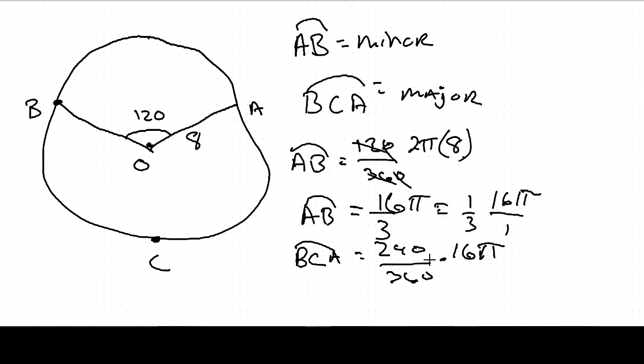All right, so simplify that. Zeros cancel. What's the biggest number that goes into 24 and 36? 12. Okay, so 2/3, right? Top numbers multiply top numbers, right? So what is that going to be equal to? 32 pi over 3.